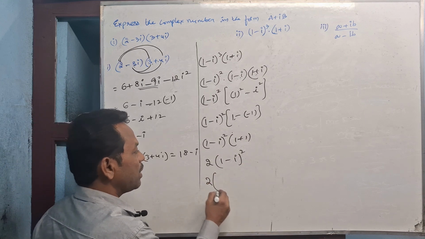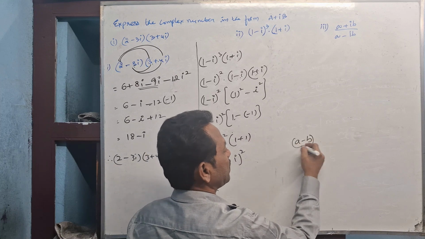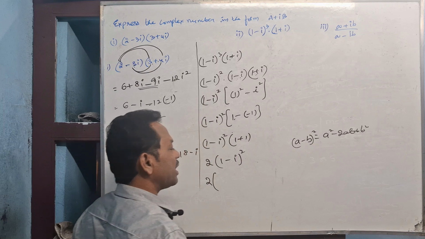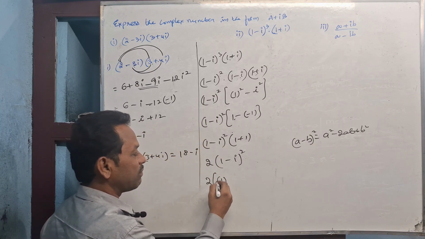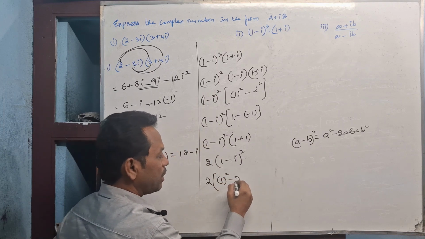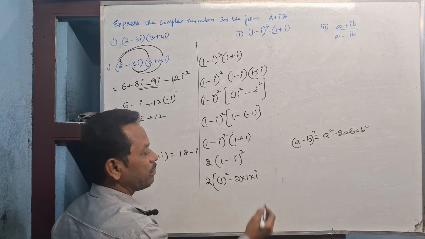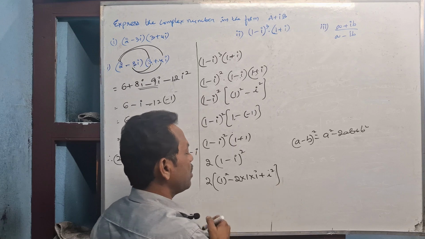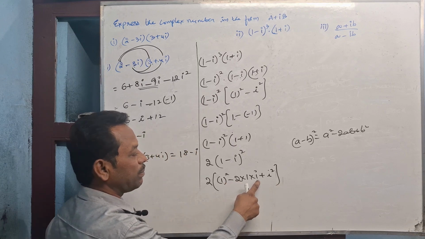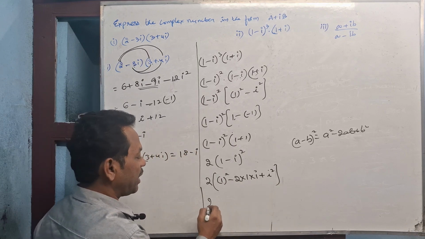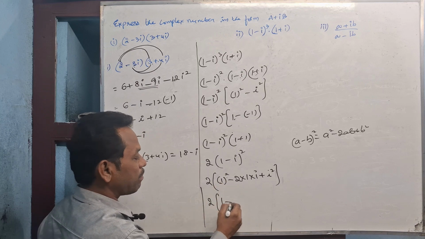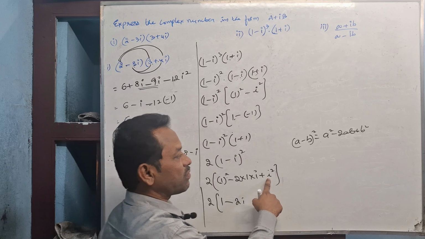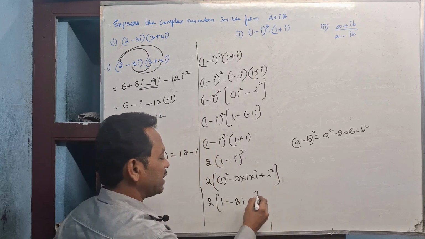So 2 into, (a minus b) whole square is nothing but a square minus 2ab plus b square. Here the value of a is 1, so 1 square minus 2ab, that is 2 into 1 into i. Next, plus b square means plus i square. Let me simplify: 1 square is 1, minus 2 into 1 into i is 2i, and we know that i square is minus 1, so let me take minus 1 there.